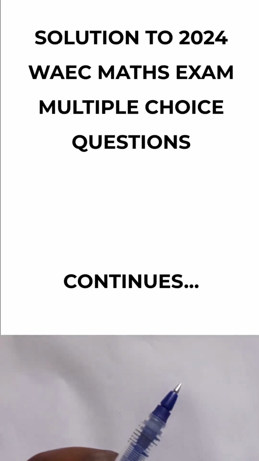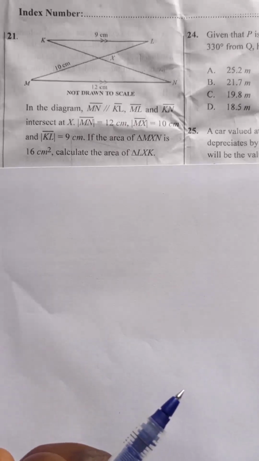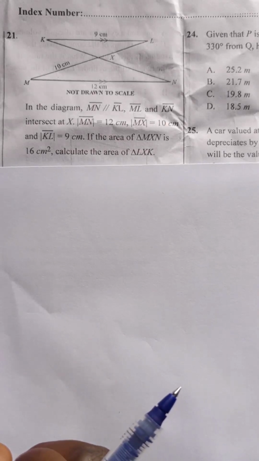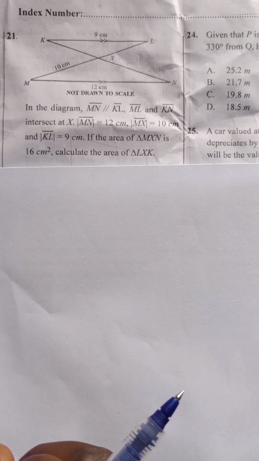Alright, in the previous video, we solved question number 1 to question number 20. In this video, we'll be looking at solutions to question number 21 to question number 25. Let's get started. Question number 21, you are given a diagram. From this diagram, you are given the area of triangle MXN, which is 16 centimeters square. You have to calculate the area of triangle LXK.